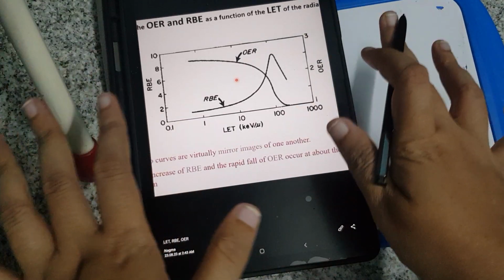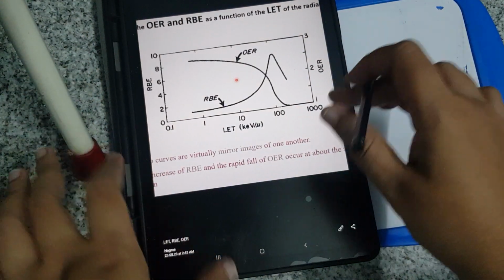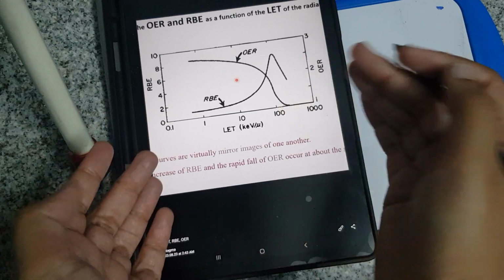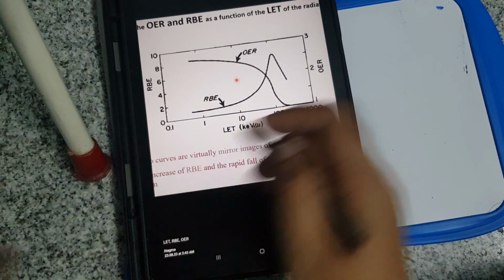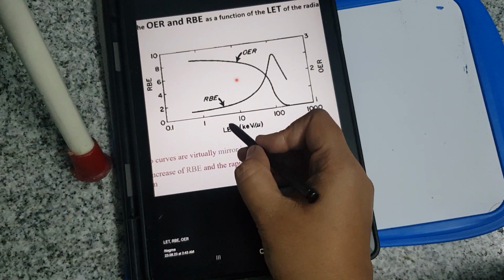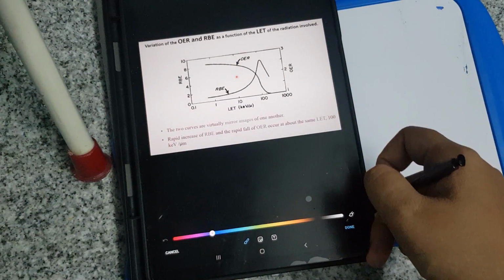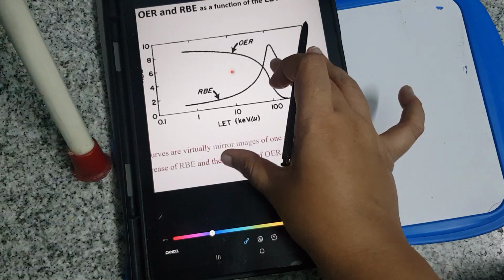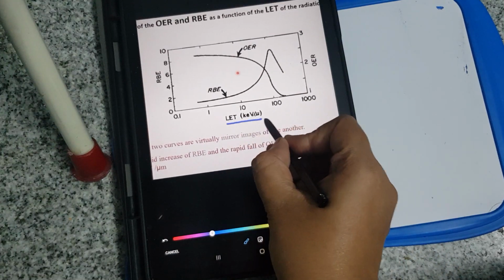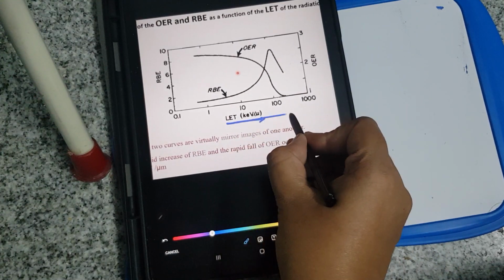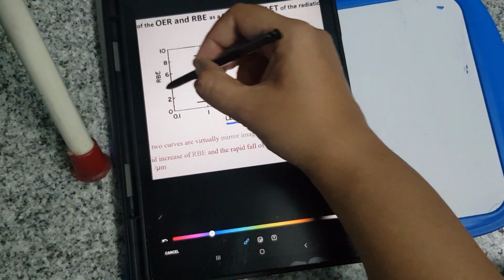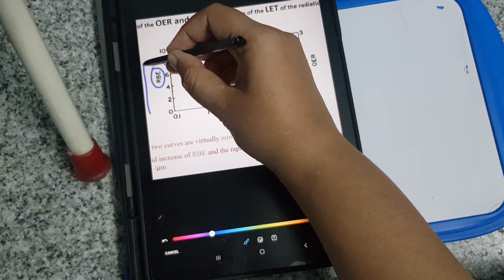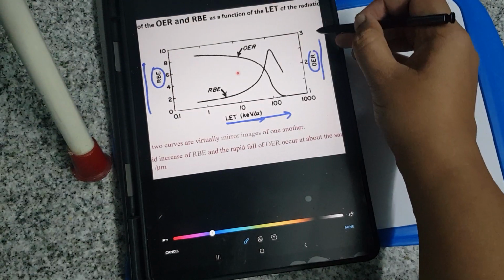Now this is the final graph which we have to understand, and this is important. For this we had to know all of the concepts before, that's why I had to tell all of that. So LET is here on the x-axis. As the x-axis increases, LET, like energy, is increasing. This is RBE on this axis, and this is OER on this axis.